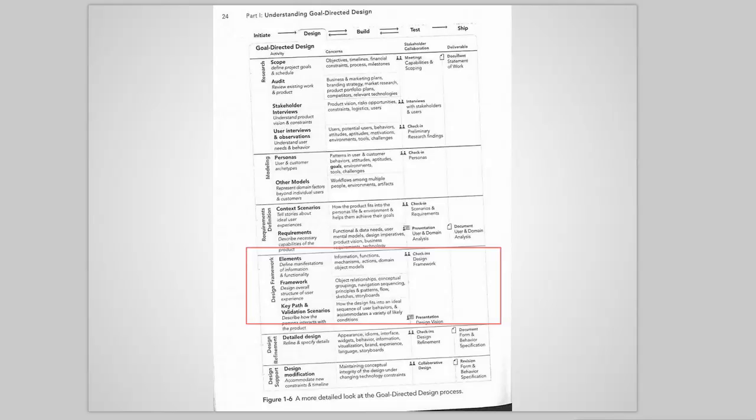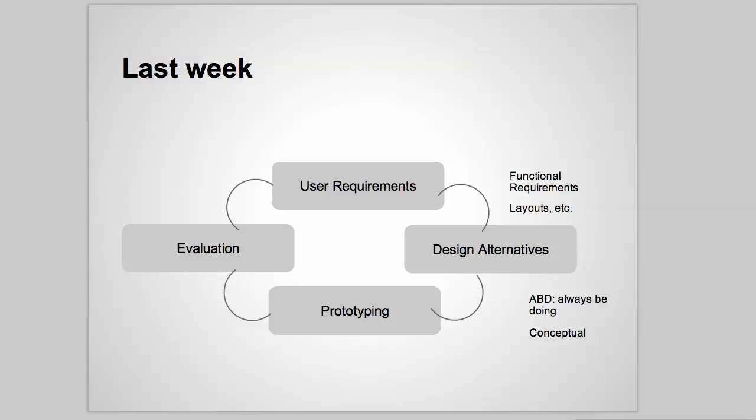Now, I want to talk a little bit about another way of looking at this interaction design process. The goal-directed design process is just one type of interaction design process. It's just one framework. Interaction design can be done in a multitude of ways. All of the different ways of doing it have some things in common. So Cooper's goal-directed design process is a really specific way of doing interaction design. Other people have come up with other really specific ways.